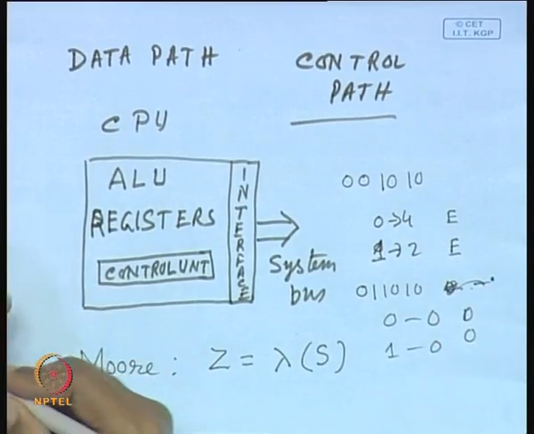So, in this case, as you can see, depending on whether the final state is even-even, odd-even, even-odd or odd-odd, it will produce 1 or 0. Only when the final state is even and even, both the number of zeros and number of ones are even, then it produces 1. So, this is the example of a Moore machine.